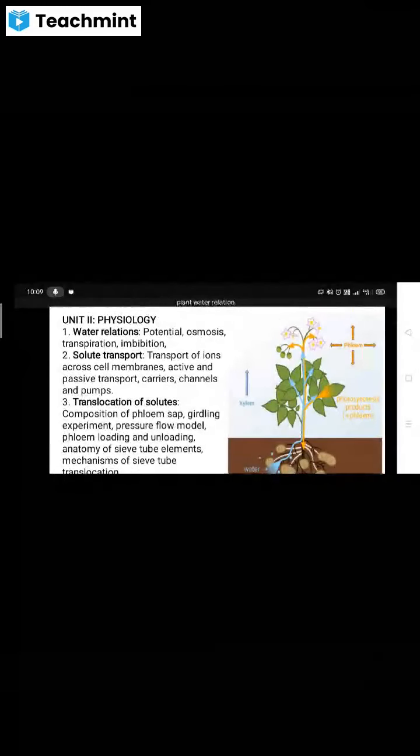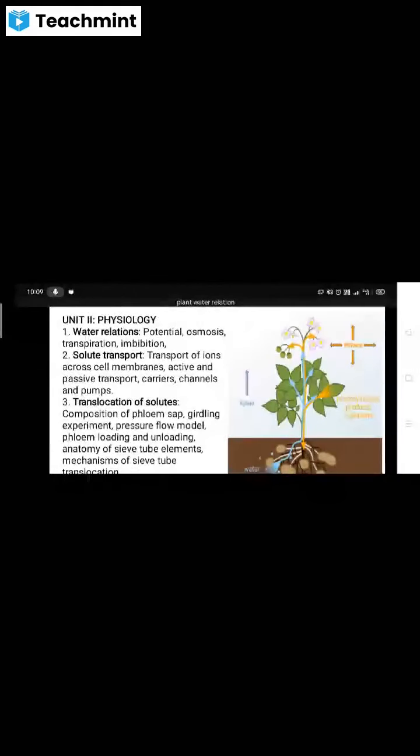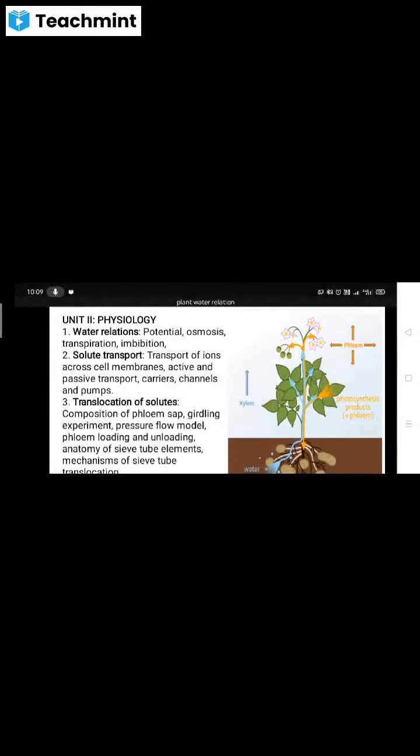First point is the water relation. So in that point, you have to study the plant's water relationship, its potential, osmosis, transpiration, imbibition. So how the plant takes up the water and how it can use it in the plants. You will study all this in this point.